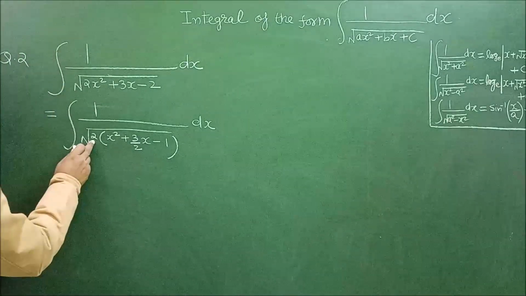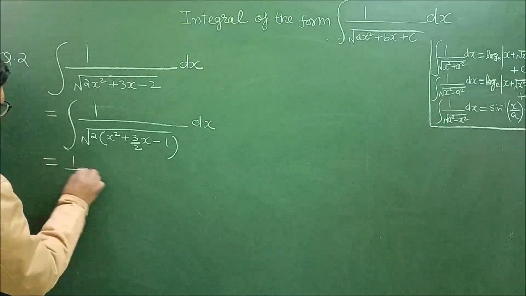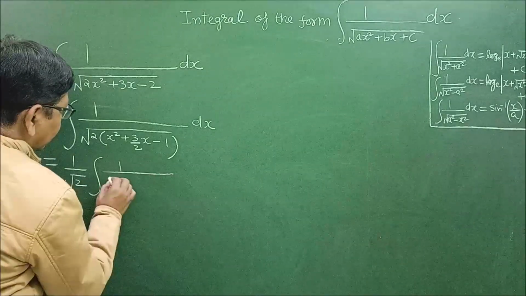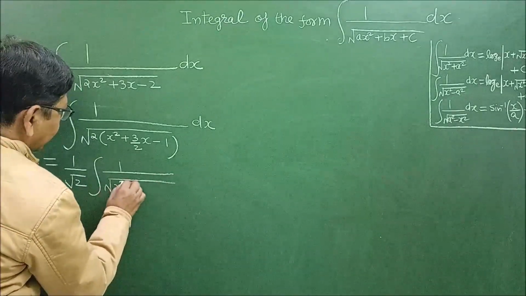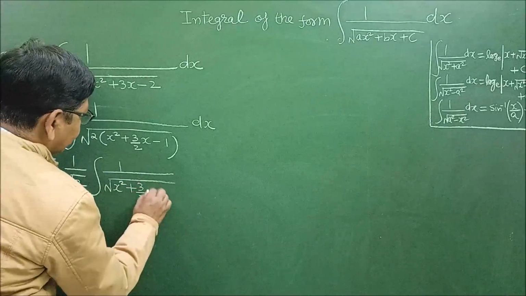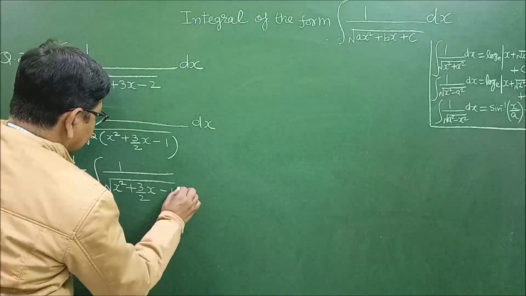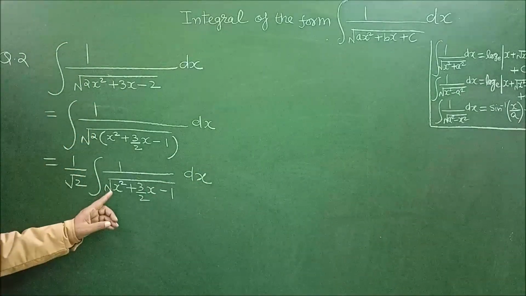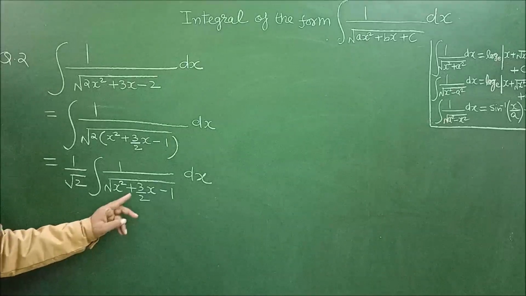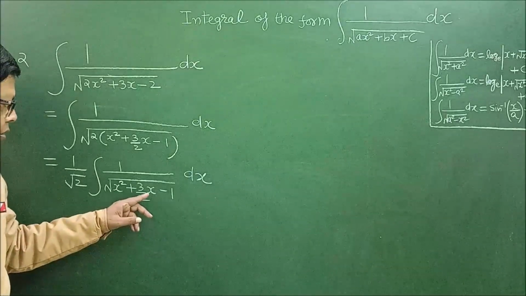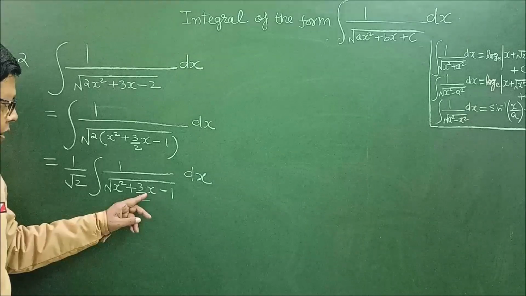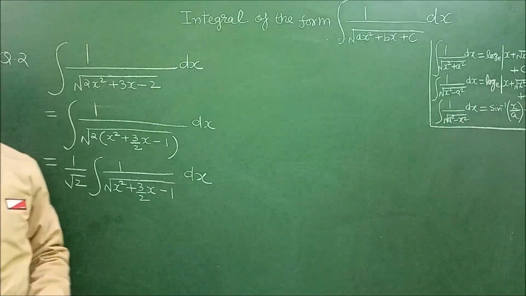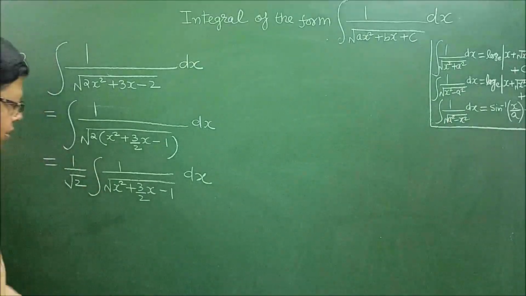Now it will come out of the square root as 1/√2, integral of 1/√(x² + 3/2 x − 1) dx. Now we have made the coefficient of x² 1. The next process is to make it a perfect square. Coefficient of x is 3/2. Half of 3/2 is 3/4. So adding (3/4)² and subtracting (3/4)².